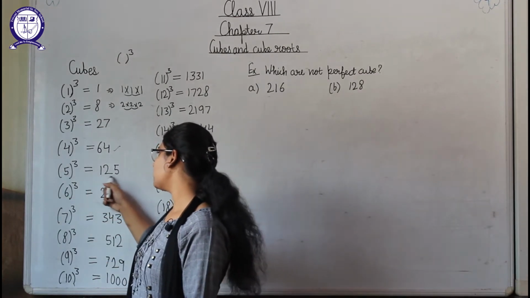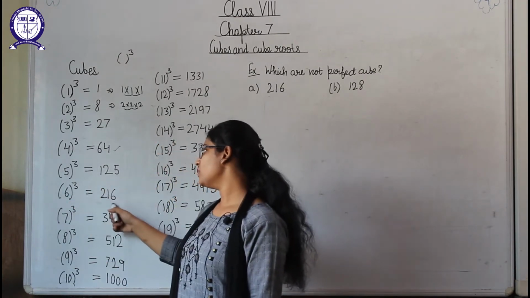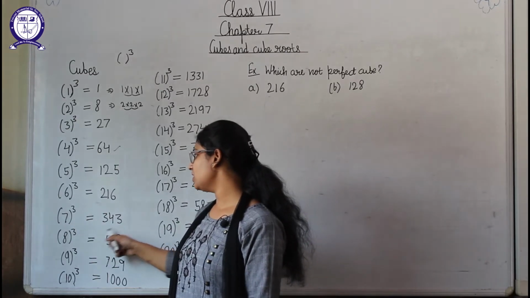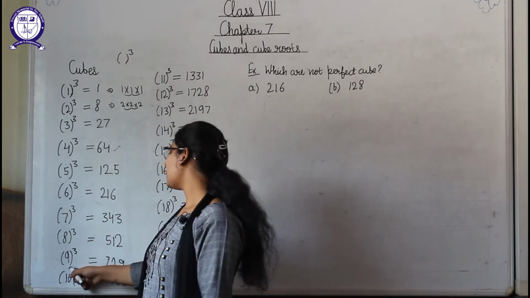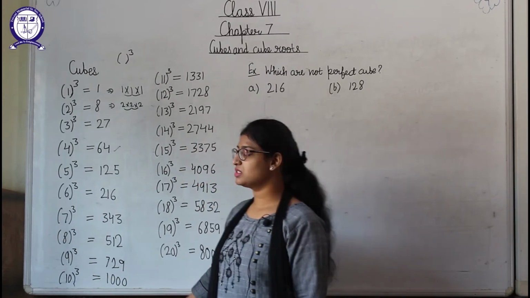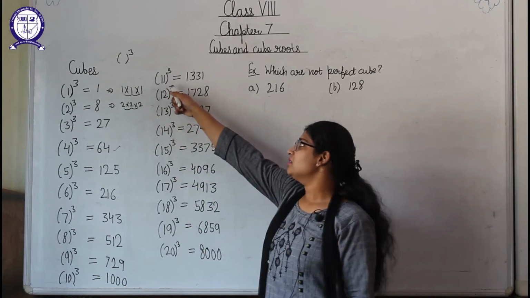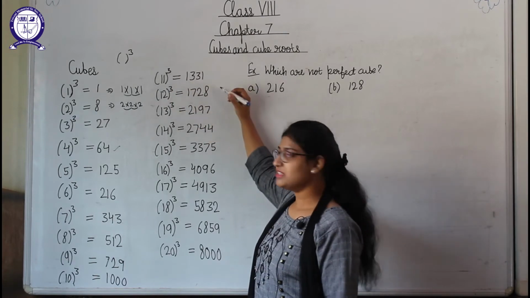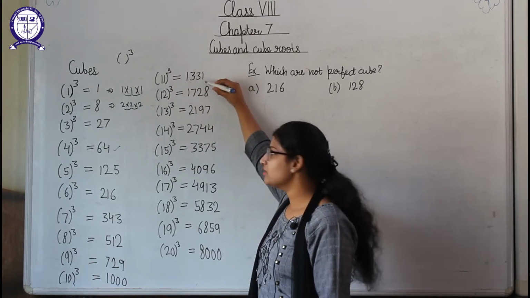5 cube is 125, 6 cube is 216, 7 cube is 343, 8 cube is 512, 9 cube is 729 and 10 cube is 1000. Similarly here 11 cube means 11 into 11 into 11, you will get 1331.